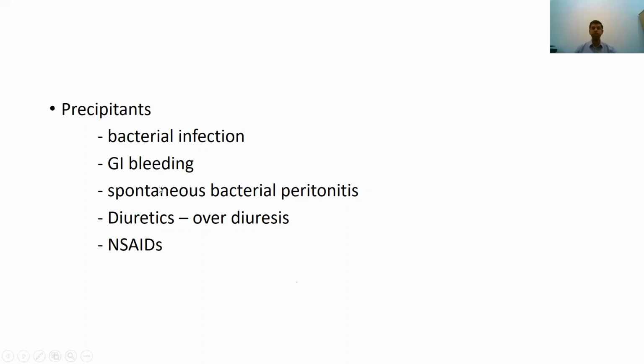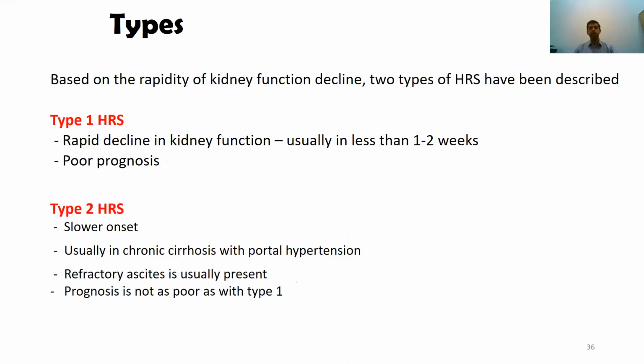So you need to try and avoid these situations in these patients. And when you talk about hepatorenal syndrome, there are two types that are described, type 1 and type 2. Type 1 is where your kidney function rapidly declines, usually within 1 to 2 weeks. And the overall prognosis is much poorer in this group of patients whose kidney function declines very rapidly.